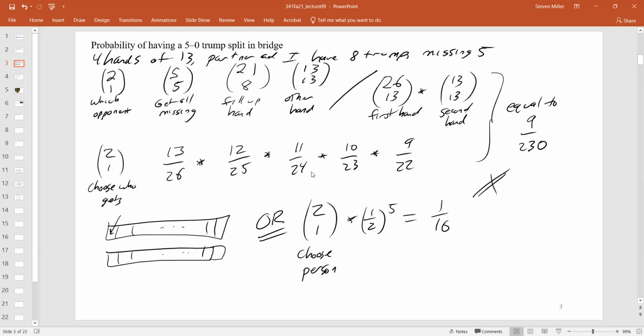So we could simulate it. And so 1 divided by 16 is about 6.25%. 9 divided by 230 is about 3.91%. So before we simulate, any thoughts as to which one is probably right? The first one.